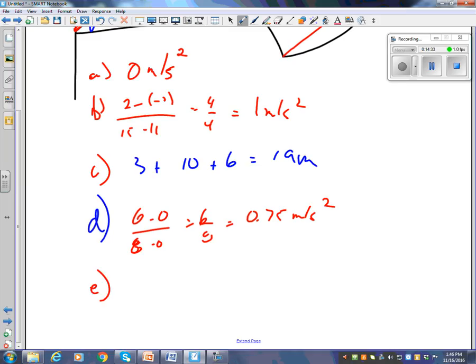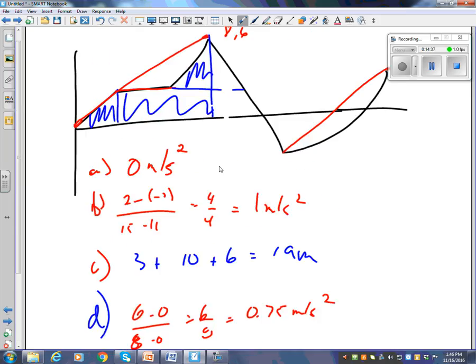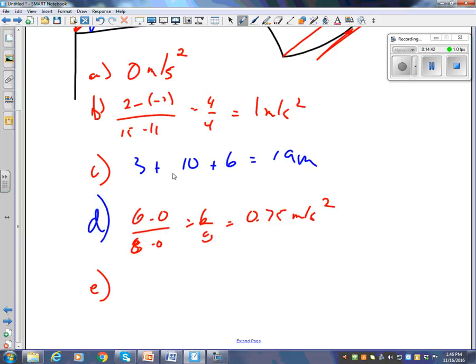E. A inst at 13 seconds. Again, I'm looking for a tangent, and that value is approximately 1 meter per second squared. And you would have to show the work.